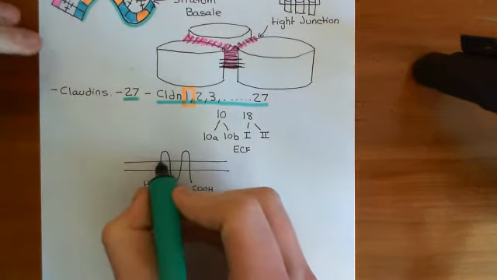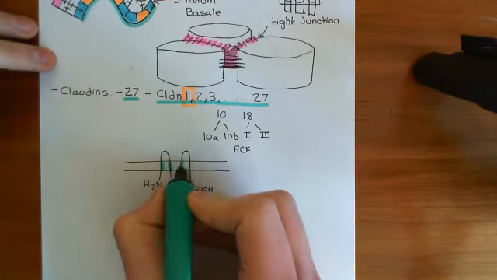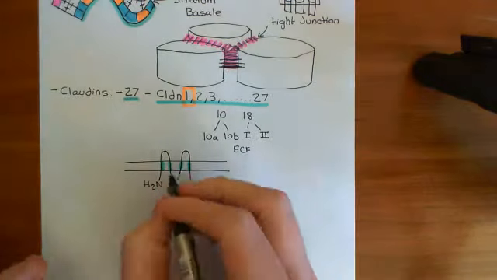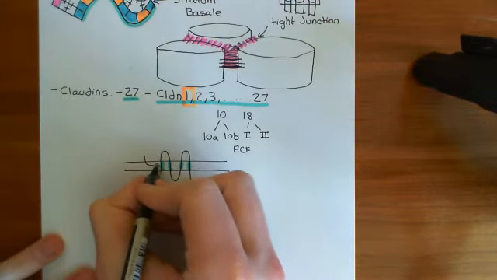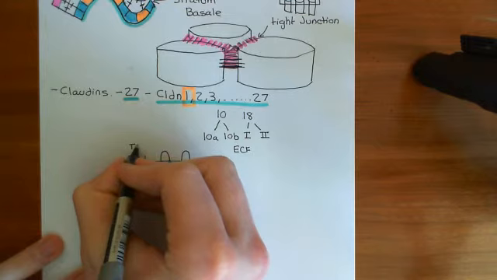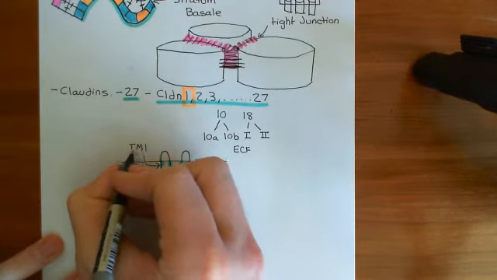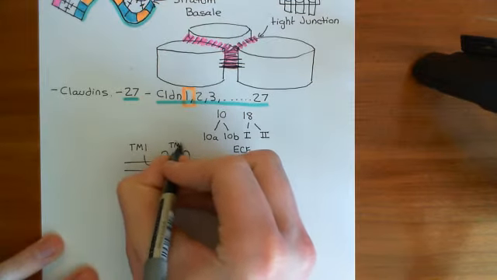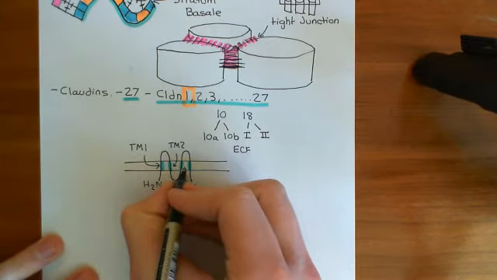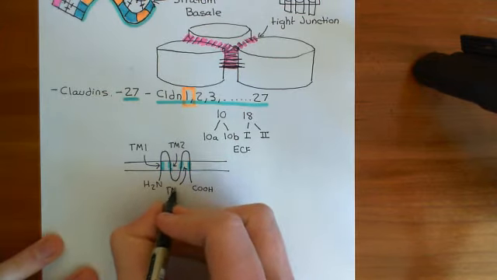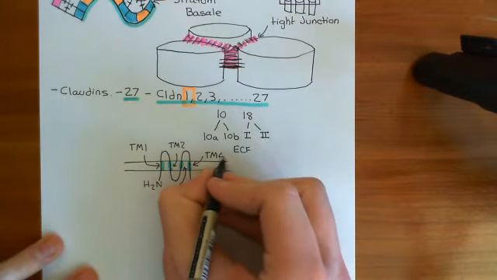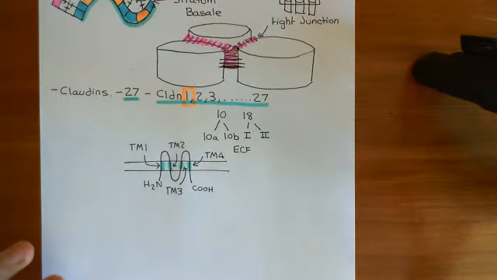Right, so let's name the portions of claudin proteins. Firstly, we have these four membrane-spanning alpha helices. They are known as TM1, standing for transmembrane 1. The second one is TM2, the third one is TM3, and the fourth one is TM4. So that's the naming system of the four membrane-spanning alpha helices.